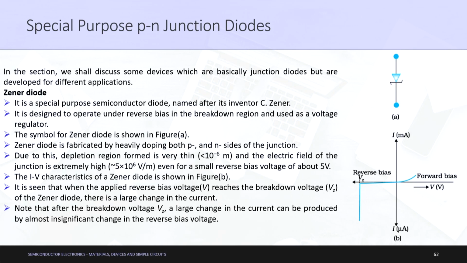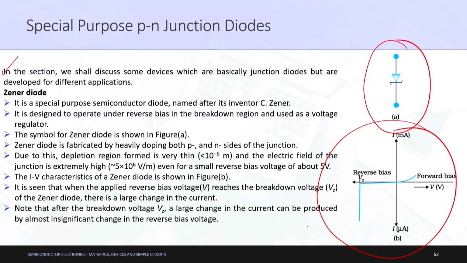In this section we shall discuss some devices which are basically junction diodes, but are developed for different applications. What are the applications we will try to understand? First of all, let us try to understand Zener diodes. This is how a Zener diode is formed, and this is the VI characteristic of a Zener diode.